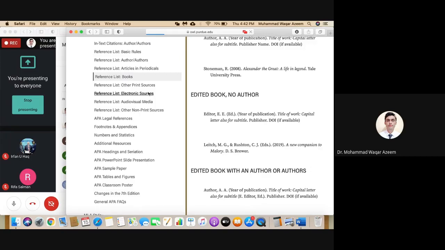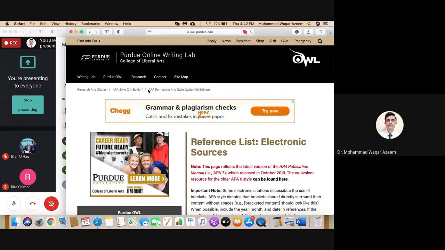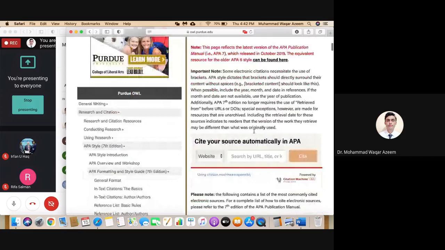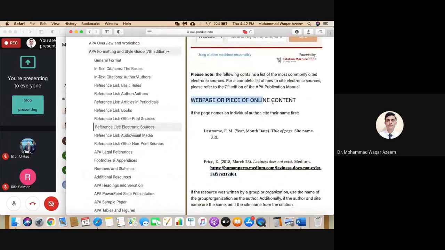So what if the source that you are using is an electronic source? By electronic source we mean a source which is available online. So it could be either a web page, or a piece of online content. For example, if you have a piece of information on Facebook or on Twitter, not exactly web pages, I mean not in the sense of having a blog, right? But still the information is online, how to use that? So this is how we go about it.